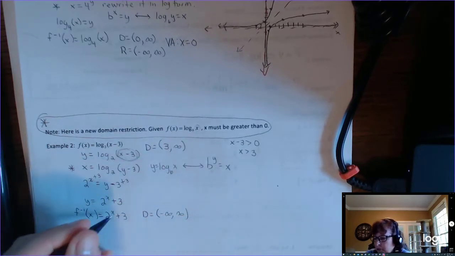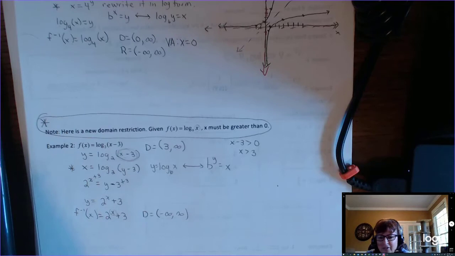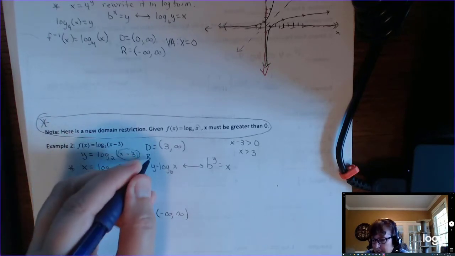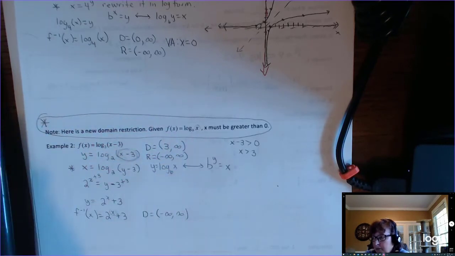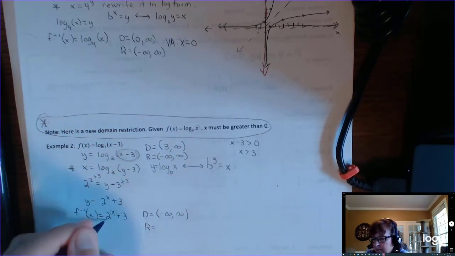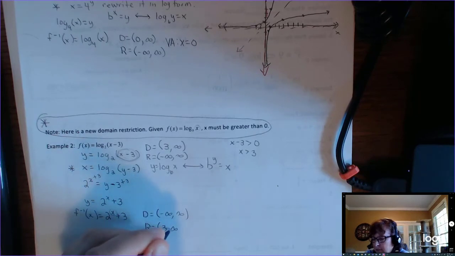Alright, the domain of this exponential function is always going to be all real numbers. There's no restriction on an exponent. You can put whatever you want into that exponent. So now I can figure out the range of this log function is all real numbers, and the range of this exponential function is going to be 3 to infinity.